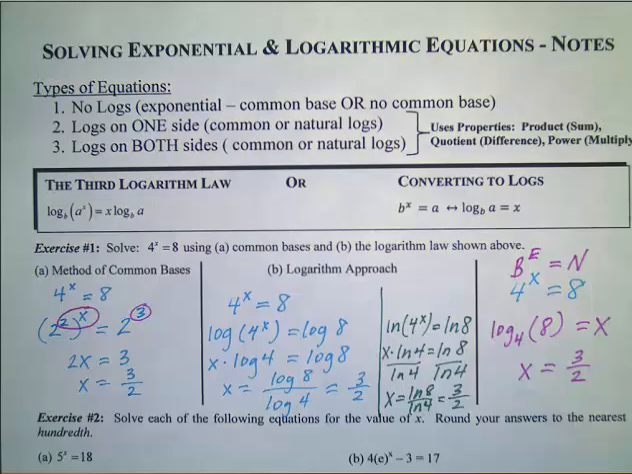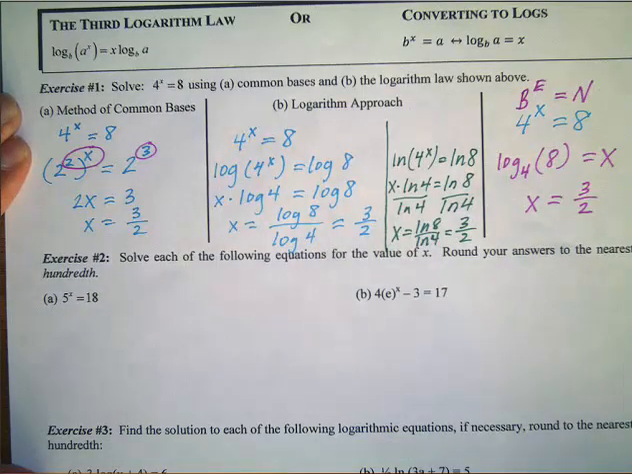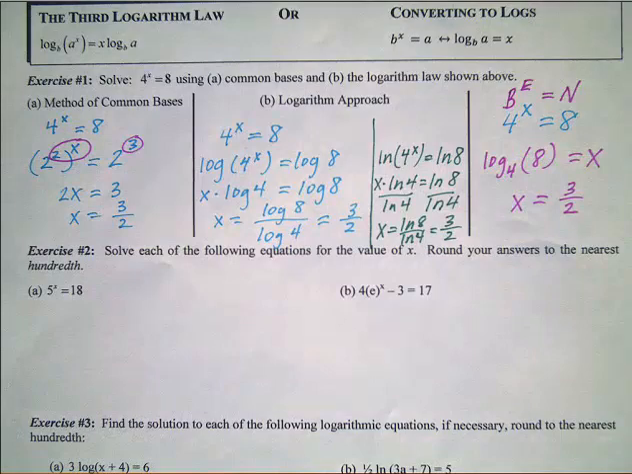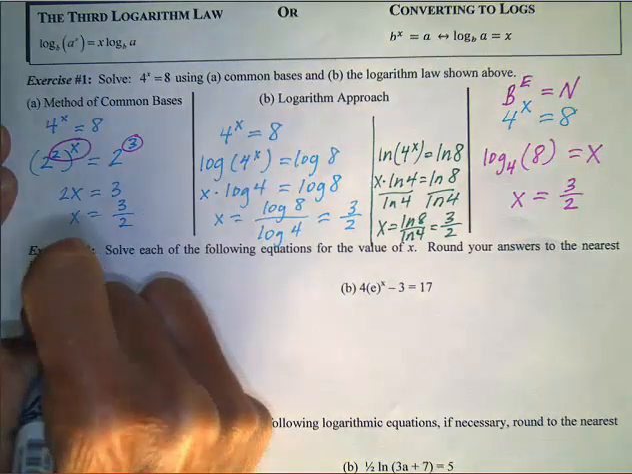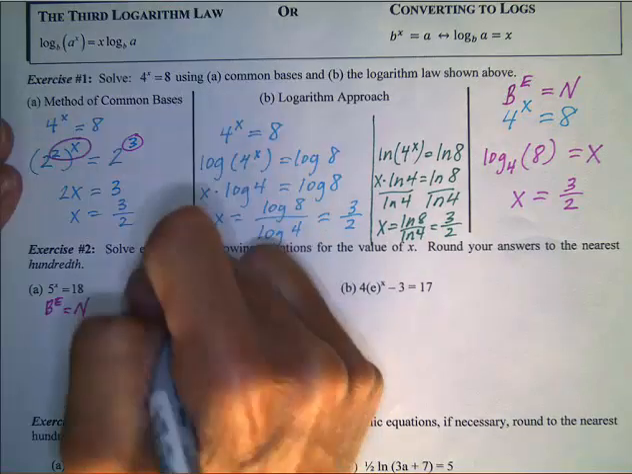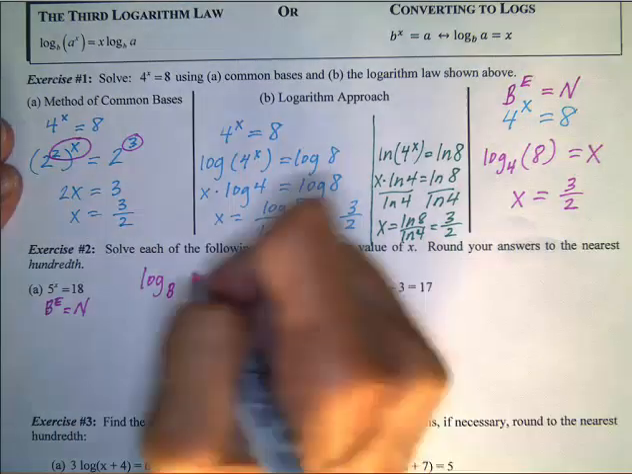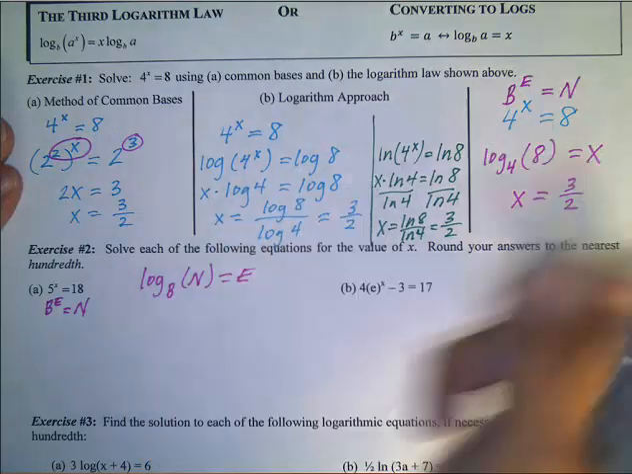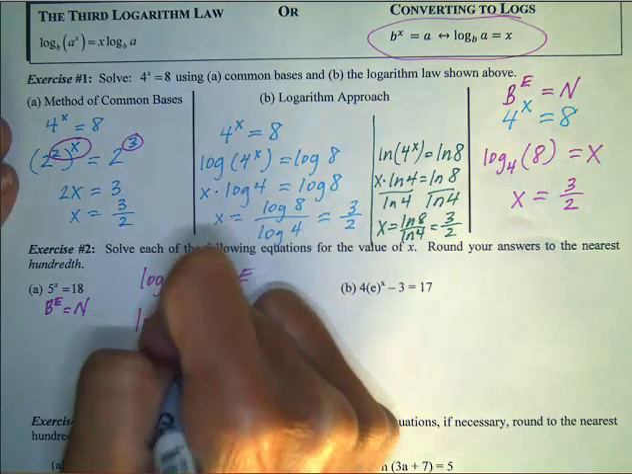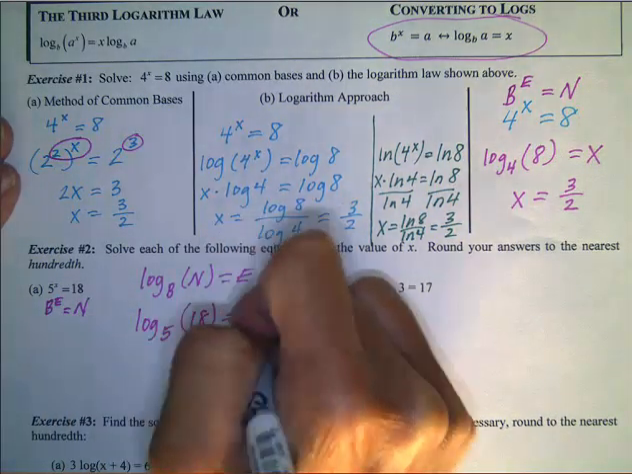So let's try exercise 2. Well, in exercise 2, right away, I know that 5 and 18 cannot be written as a common base. So I have to pick one of my methods from above, and I'm going to pick the converting to logs method. So right now, this is my exponential form, and I always write it to reinforce, and I have to write it in log form. So log base b of a number equals the exponent. I'm using this from up here. So my base is 5, my number is 18, and my exponent is x.